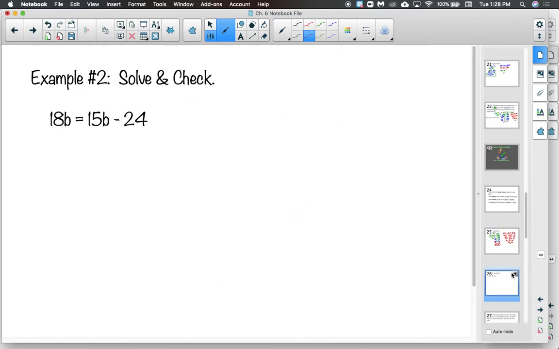Let's look at another one. This one's a little bit shorter here. So this time, this problem is a little bit different because we've got variables on both sides. So the tough part here, let's go through our 3 S's: simplify, separate, solve. On the left, I don't see like terms. I don't see parentheses, so that side is simplified. On the right, I don't see like terms. I don't see parentheses, so that side is simplified as well.